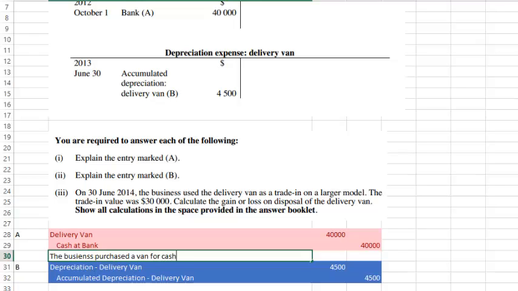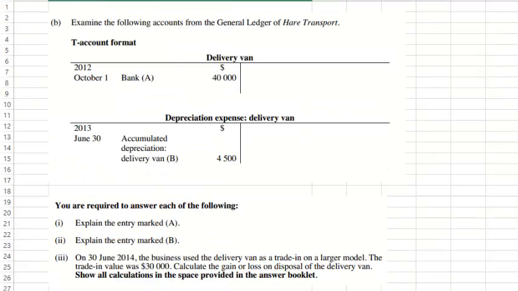So that's the answer to the question, which generated this general journal entry. And when you then take this debit entry to the bank account, to the delivery van account, you've got the opposing credit entry or the reference to it placed in there like that.